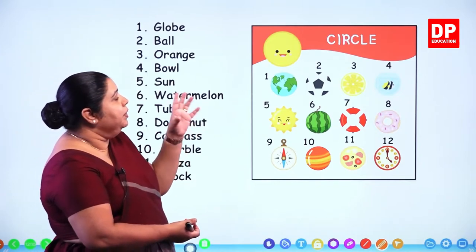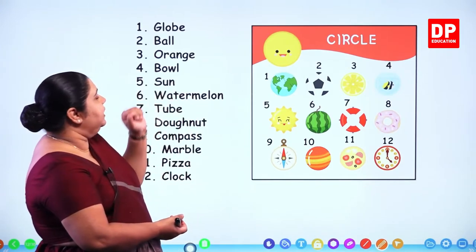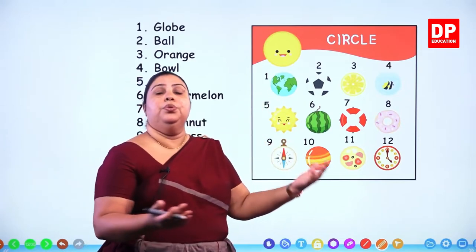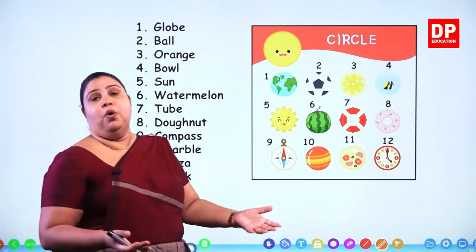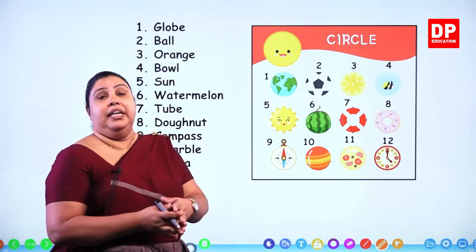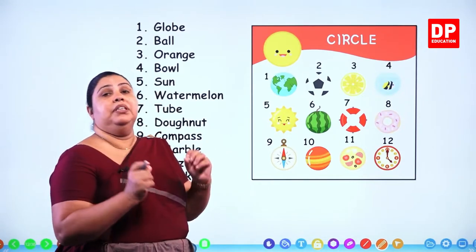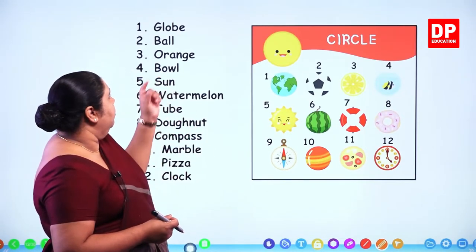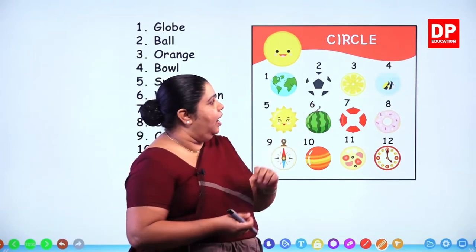It comes in the shape of a circle. Next one, ball. The usual ball that we play, football, basketball, then the tennis ball, they all come in the shape of a circle. Number 3, orange.